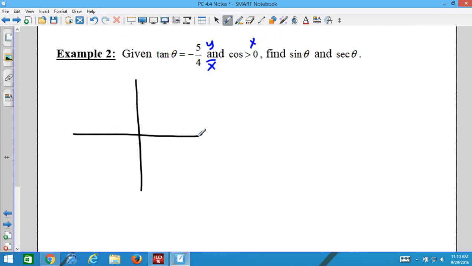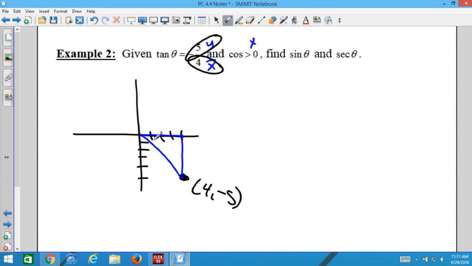We said, all right, cosine is x, and x has to be positive. So it's either in the first or the fourth quadrant. Those are the only places that x is positive. And x has to be 4 because x has to be positive, meaning y is negative 5. So we're going to go 4, negative 5. And then we're going to draw that triangle that goes over 4, down 5.